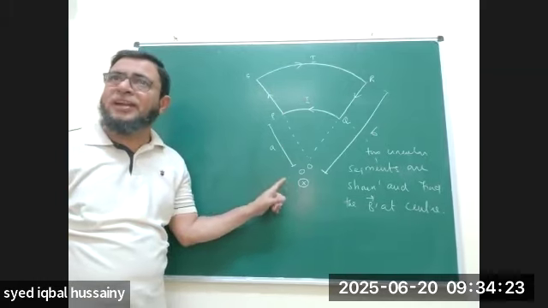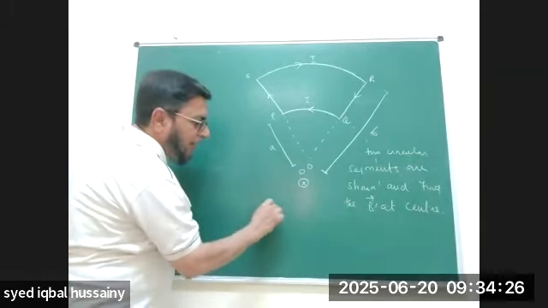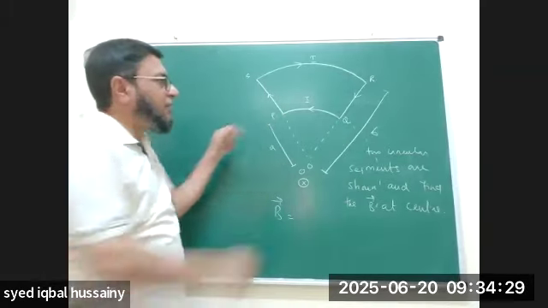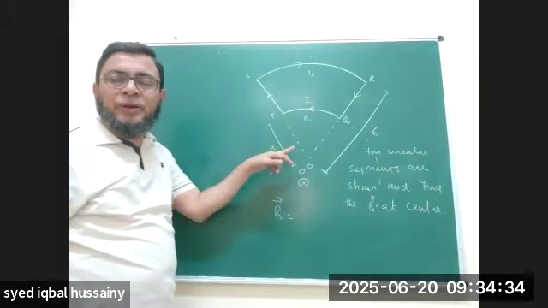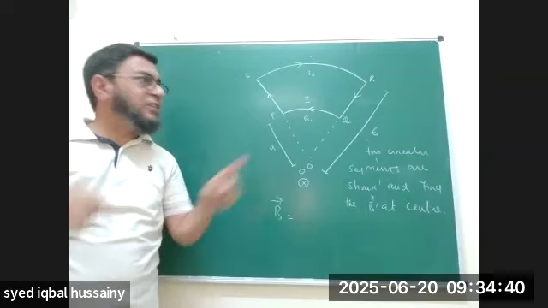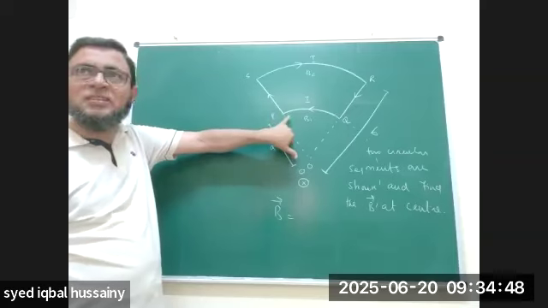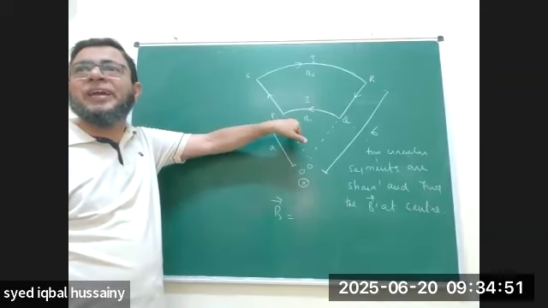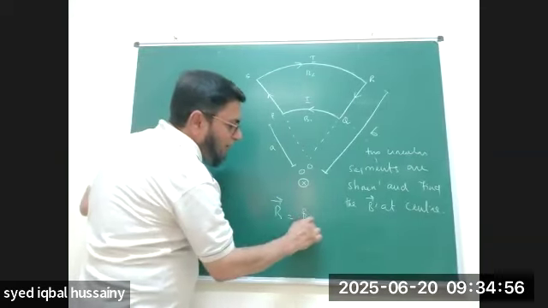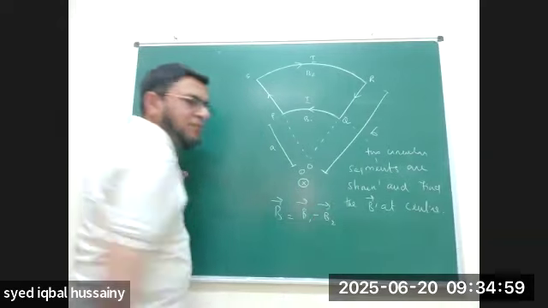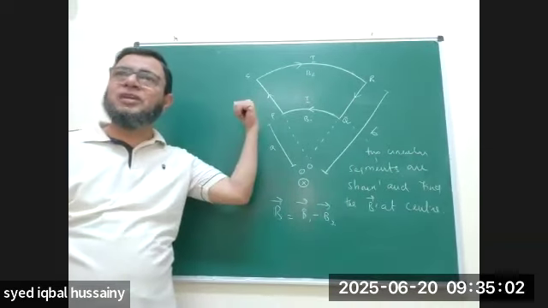Now you tell me, how should I take the direction of the net magnetic field? If this is B1 and this is B2, is it B1 minus B2 or B2 minus B1? Sir, B1 minus B2. Why did you say B1 minus B2? Sir, because the distance is less, and the magnetic field is inversely proportional to distance. Very good. This distance is less, so the magnetic field B1 will be greater. The magnetic field of B2 will be lesser because of distance. Therefore, B1 minus B2.